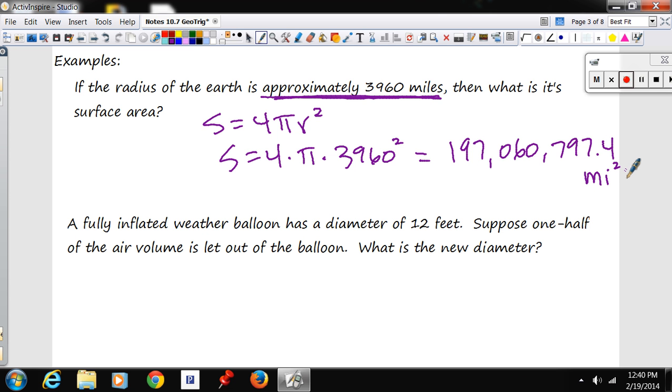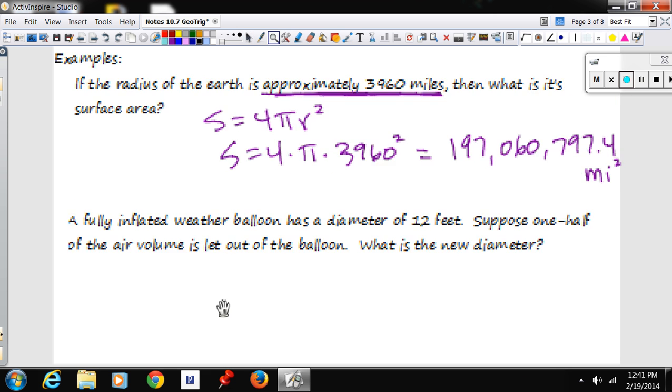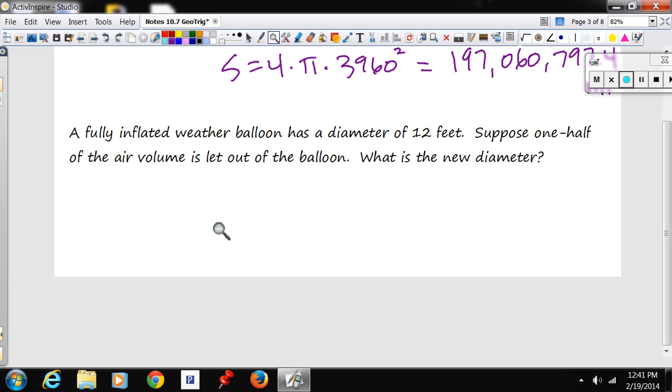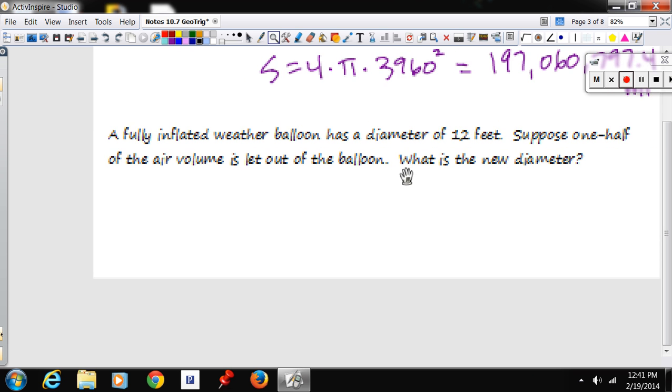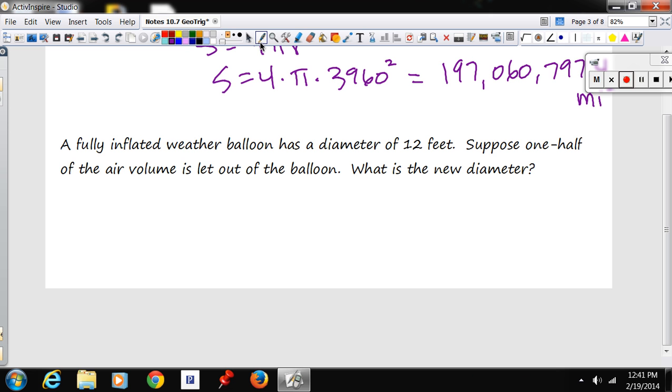All right, a fully inflated weather balloon has a diameter of 12 feet. Diameter means straight across, all the way across, from one side to the other. Diameter is 12. Suppose 1/2 of the air is let out of the balloon. So right now the balloon is fully inflated, it's got a diameter of 12, and then you let out half the air. They want to know what's going to be the new diameter. Is it going to be cut in half? Since you cut your volume in half, is that going to cut the diameter in half? That's basically what we're looking at here.